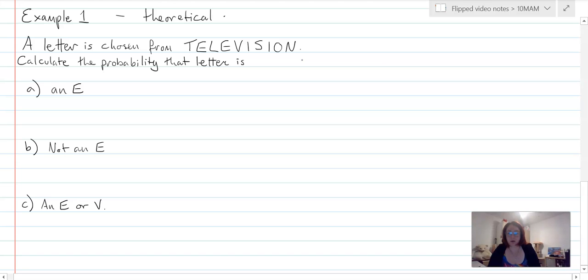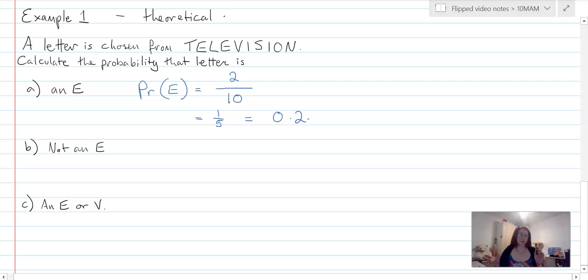Okay, so we know that the probability of selecting an E is going to be however many E's there are divided by 10 letters, because there's 10 possible letters. There's 2 E's here, right? So our probability of selecting an E is going to be 2 out of 10, which is 1 out of 5, which we know if we convert to a decimal is going to be 0.2.